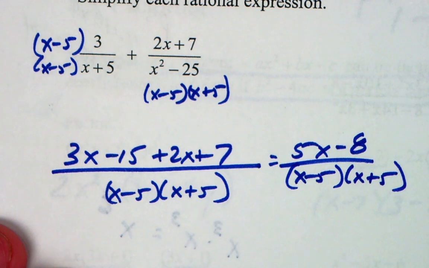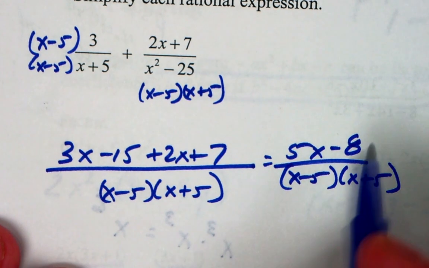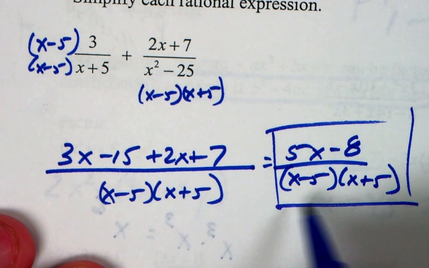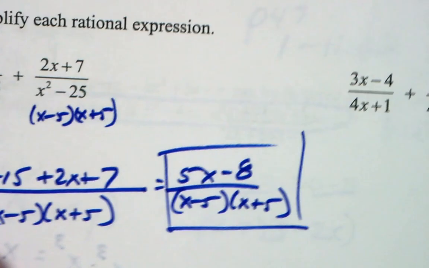And there's really nothing I can do to simplify that. So we're done. 5x minus 8 won't factor. I can't cancel my x's, can't cancel my 5s. So we are done. A common denominator can be a challenging deal, but I don't think it's the worst thing ever. Just factor, see what you're missing.